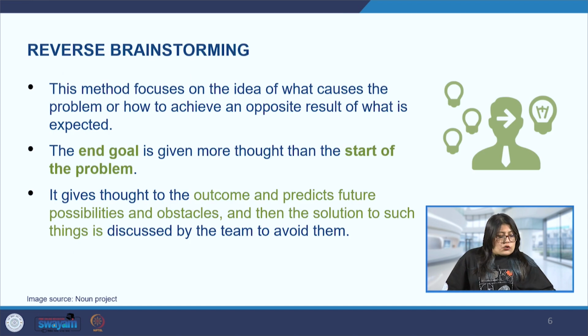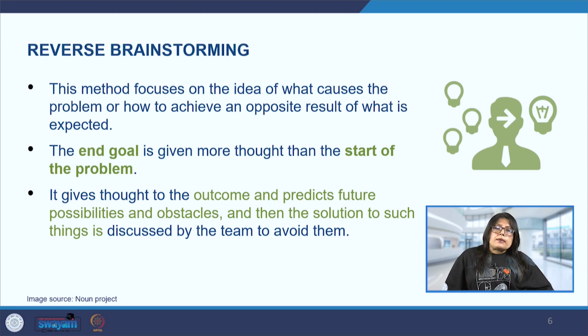Now, reverse brainstorming. Reverse brainstorming is a process which focuses on the idea of what causes the problem, or how to achieve an opposite result of what is expected. Here we give more thought to the end goal rather than the start of the problem, and this gives thought to the outcome and predicts future possibilities and obstacles, and then the solution to these things is discussed, that is, what is to be avoided, and this is done in the team.